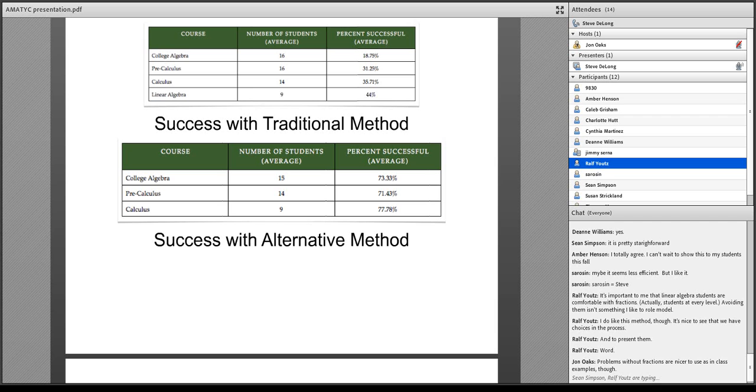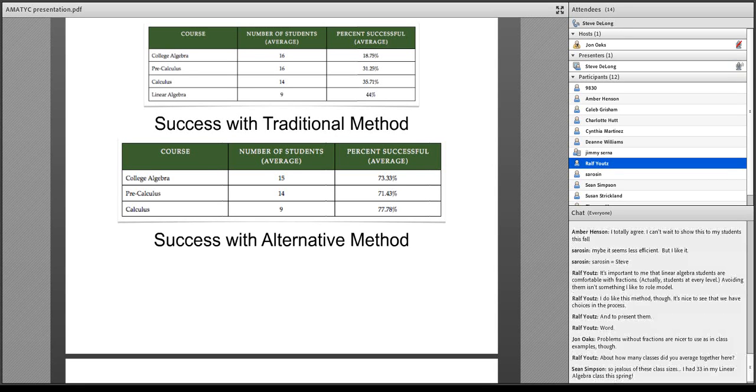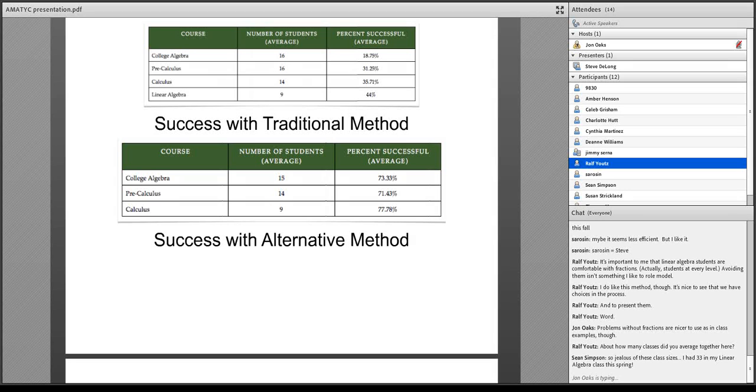And it didn't matter how complicated the questions were. Let's see, Ralph, for the traditional one, I think that for college algebra, there were 7 classes. Pre-calculus, it was 6. Calculus, it was 4. Linear algebra was 2. And for the alternative method, rather, there were 7 college algebra, 4 pre-calculus, and 4 calculus.